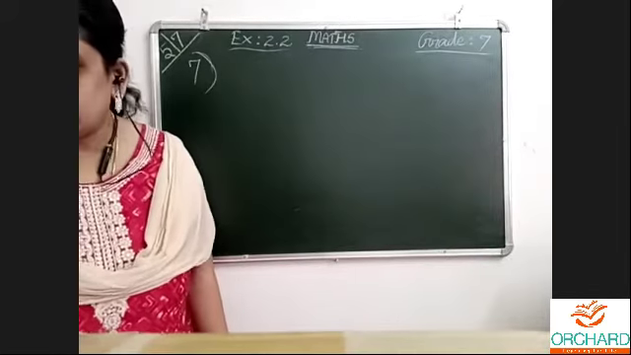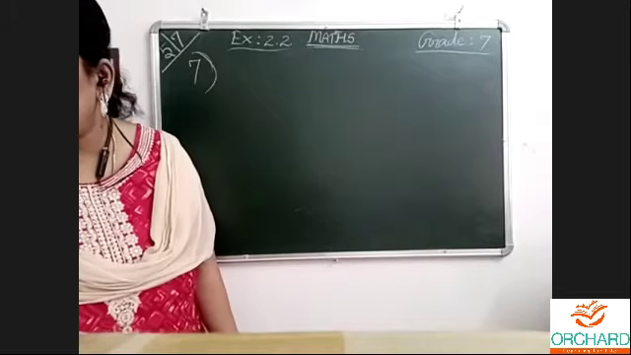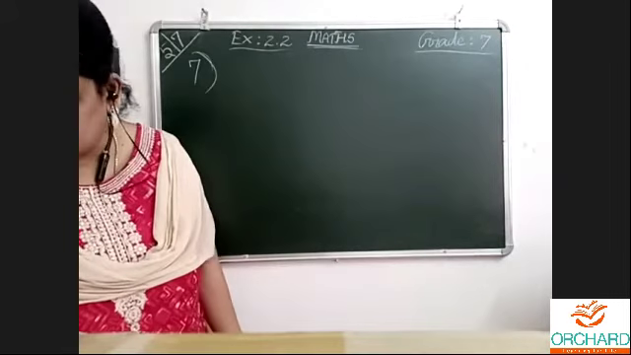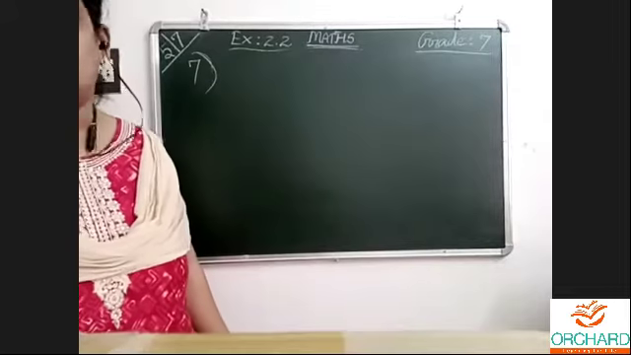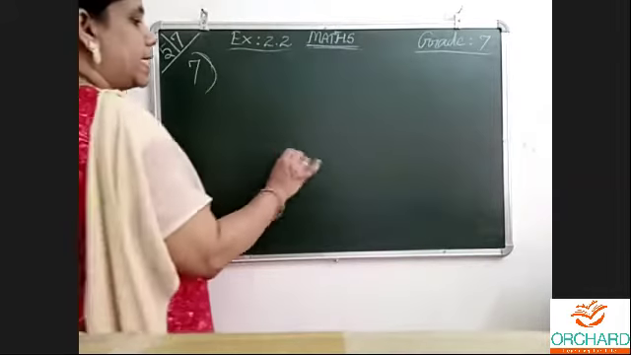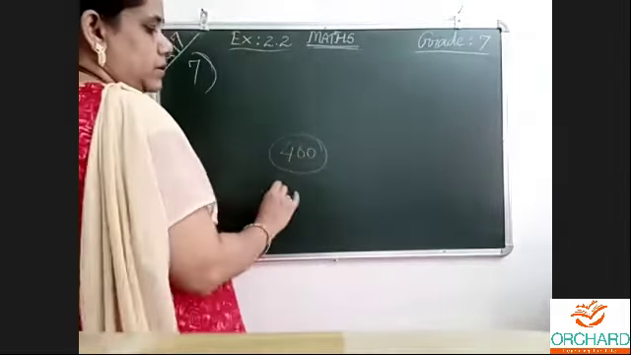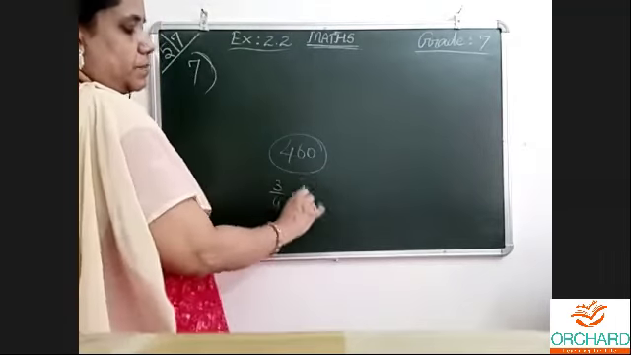Julie had rupees 460. She spent 3/4 of her money to buy a book. How much money is left with her? Very, very easy. Now, how much amount she had? 460 rupees she had. 3/4 of the money.